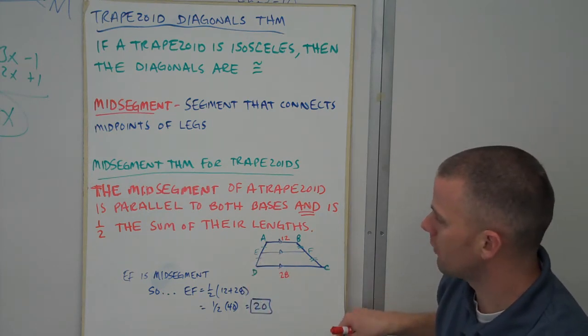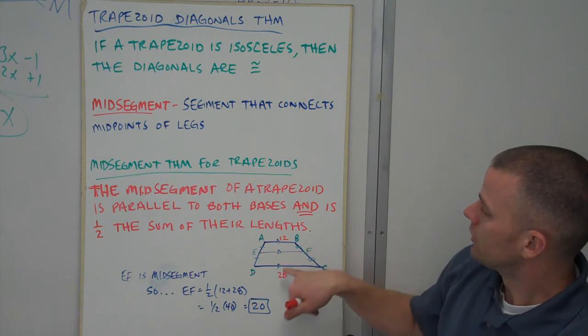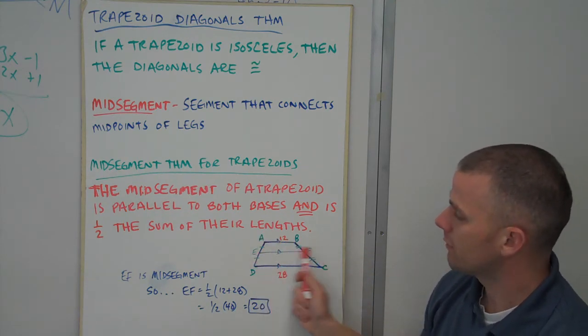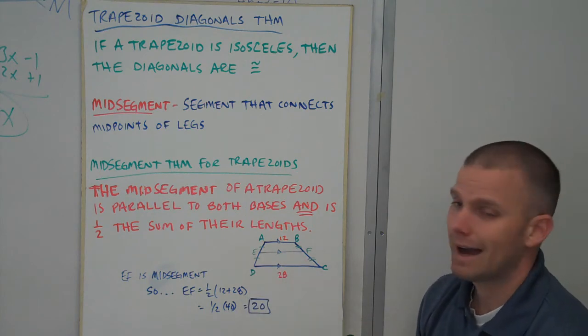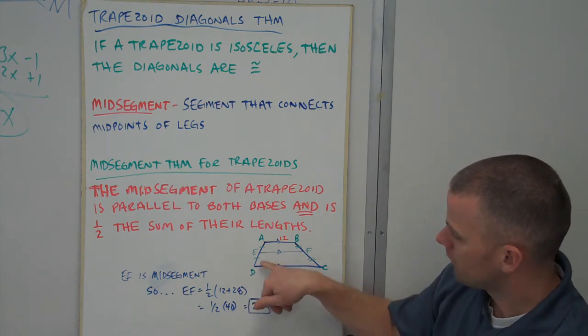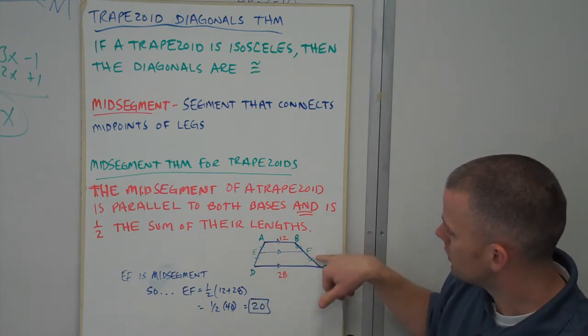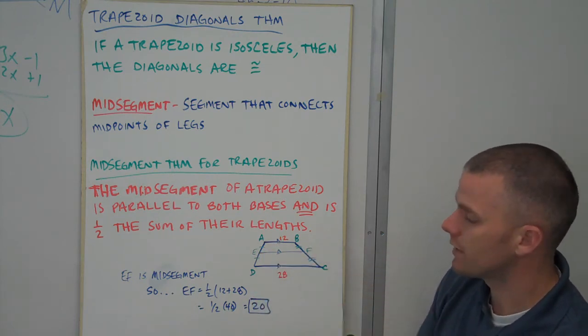So I gave you a little example here. Trapezoid ABCD. We've got a midsegment in the middle here, segment EF. How do I know it's a midsegment? Because these two smaller segments are the same, which means E is the midpoint. These two smaller segments are the same, which means F is the midpoint.